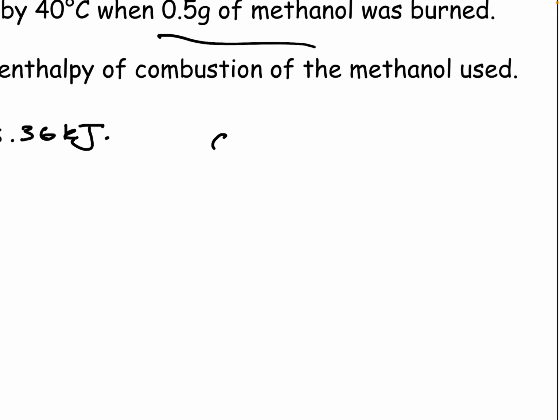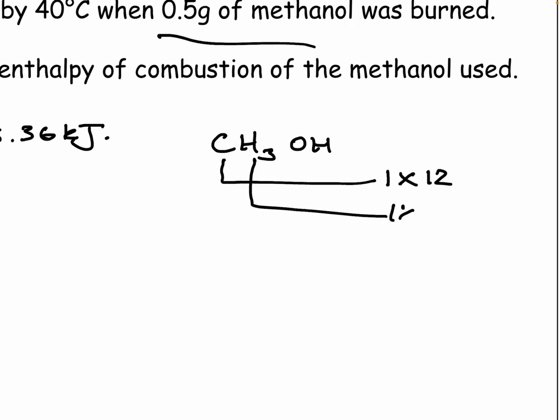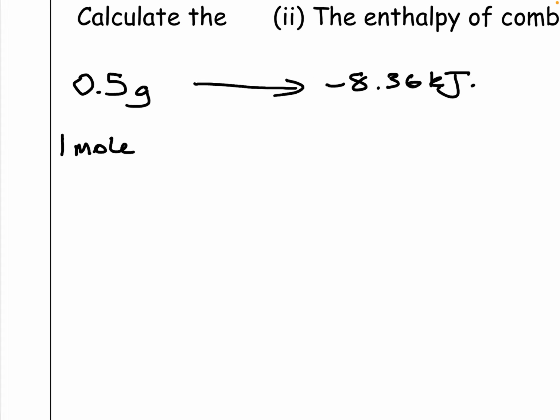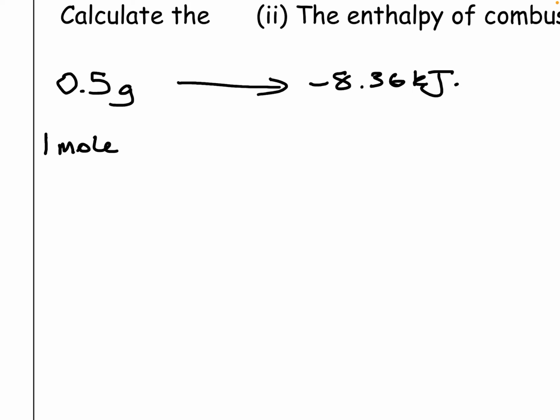So methanol is CH3OH. That's 1 carbon, so that's 12 grams. 3 hydrogens, which is 1 gram each. 1 oxygen, which is 16 grams. And another wee hydrogen there, which is 1 gram. And that all adds up to 32 grams. So we're trying to work this out now for 1 mole, which is going to be 32 grams.